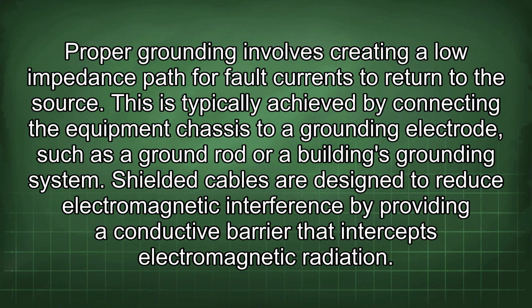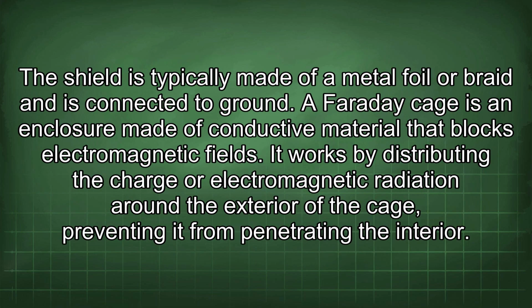Proper grounding involves creating a low impedance path for fault currents to return to the source. This is typically achieved by connecting the equipment chassis to a grounding electrode, such as a ground rod or a building's grounding system. Shielded cables are designed to reduce electromagnetic interference by providing a conductive barrier that intercepts electromagnetic radiation. The shield is typically made of a metal foil or braid and is connected to ground.